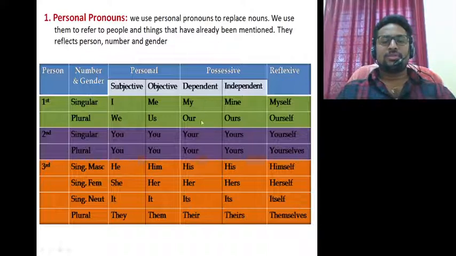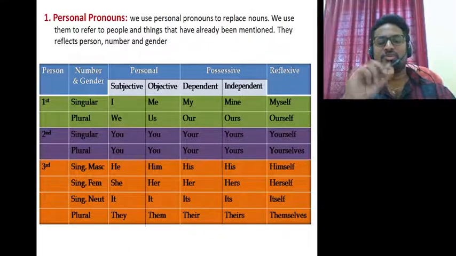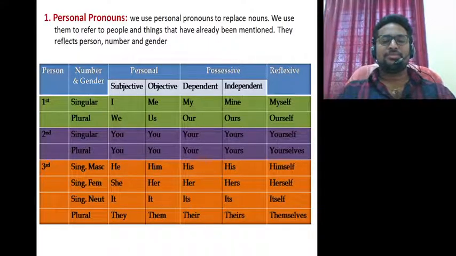Some pronouns are always dependent pronouns. Dependent means it depends on others. For example, my pen. So it is depending on a noun directly. It follows the noun; it comes before the noun. So it is a dependent pronoun.